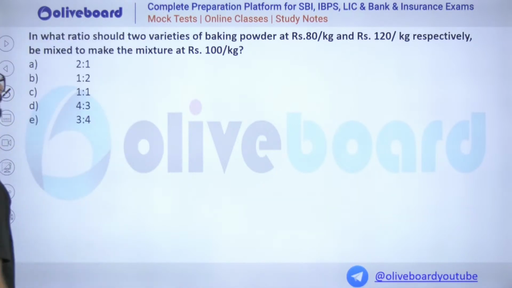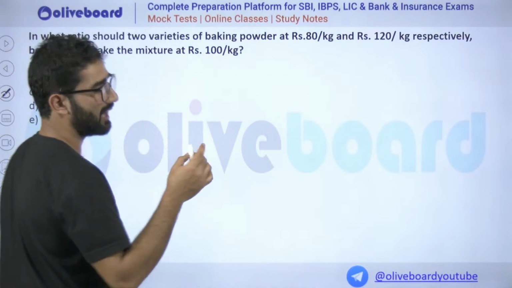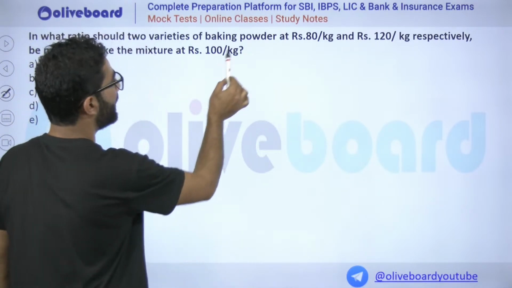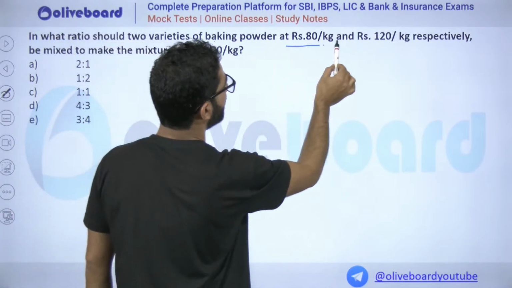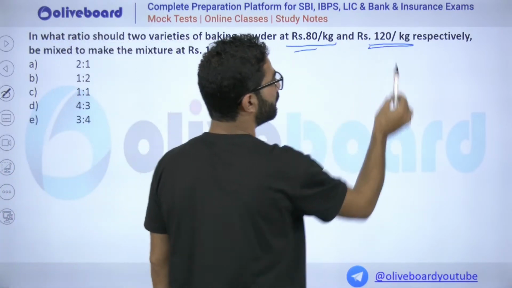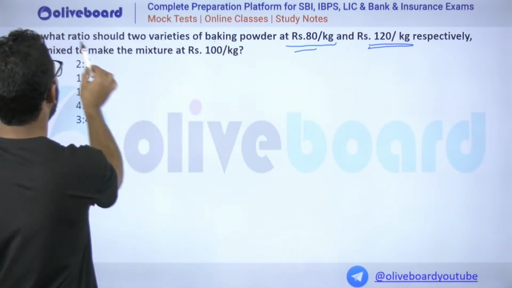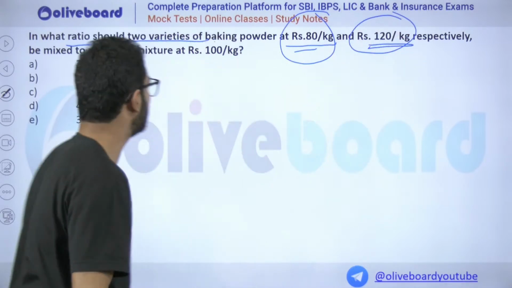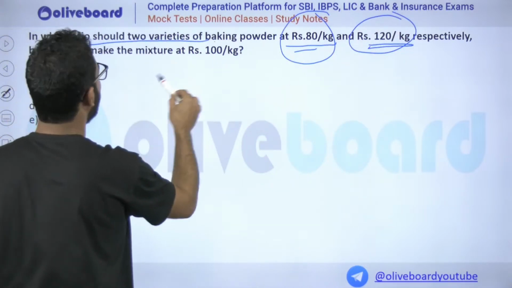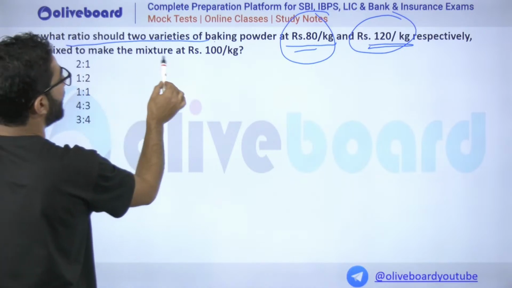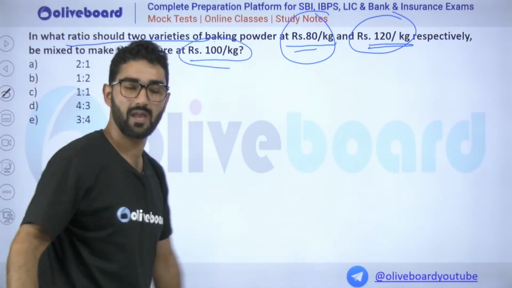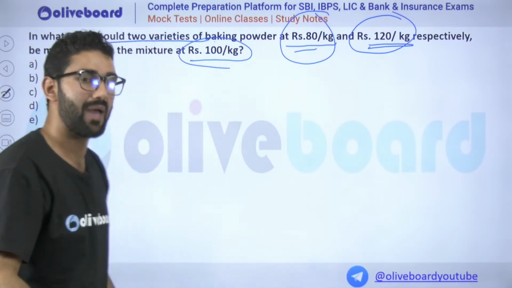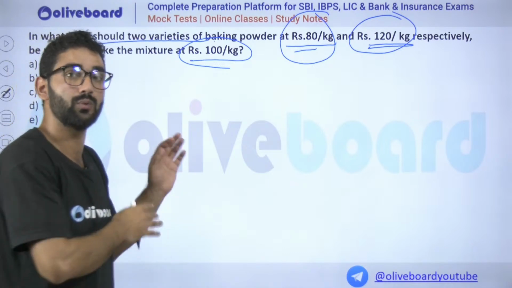Now, how to do this? I will tell you. It is simply given, which is why I showed you this numerical. There is one concept that I want to tell you. We have two varieties of baking powder, one at the cost of 80 rupees, one at the cost of 120 rupees. We are going to make a mixture costing 100 rupees per kg of baking powder, but in what ratio do we have to mix them?